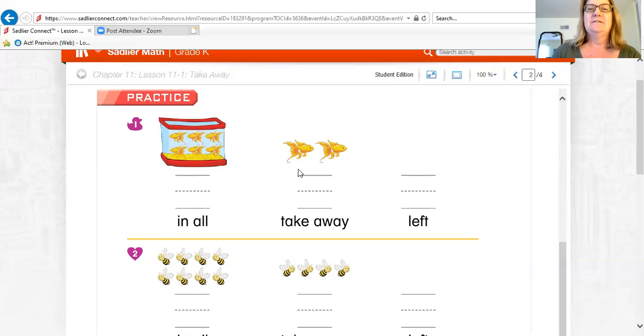How many fish do we take away? 1, 2. So what number do we write on this line? 2. That's what subtraction is all about, taking away. So I would draw a line through this fish and this fish, and we'll see how many fish are left. Well, when you go ahead and draw a line on those 2 fish, because that's how many we take away, there'll be 1, 2, 3, 4 fish left. So on this line, I'm going to write the answer, 4.